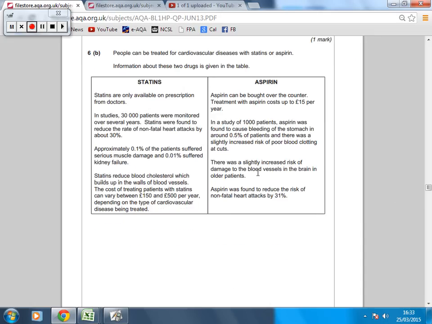People can be treated for cardiovascular diseases with statins or aspirin. Information about these 2 drugs is given in the table. So there we've got some information about statins and some information about aspirin. Now we need to use some exam techniques here, so make sure you are actively reading. In other words, you are underlining the key points for the information for statins and for aspirin.